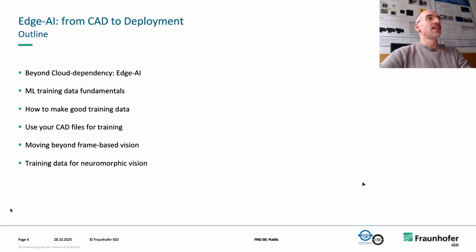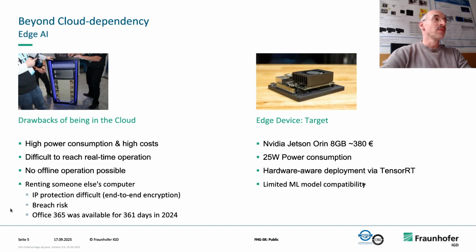Okay, with this, let's motivate why one should look beyond cloud dependency. First of all, the big advantage why you are maybe using the cloud in the first place is the scalability. However, scaling up your cloud deployment means you increase your cost and also the power consumption of your deployment. Additionally, it is difficult to reach real-time operation in the cloud scenario because the load of your cloud node is out of your control, and so is the network. And obviously, offline operation is not possible because you always need an internet connection towards the cloud.